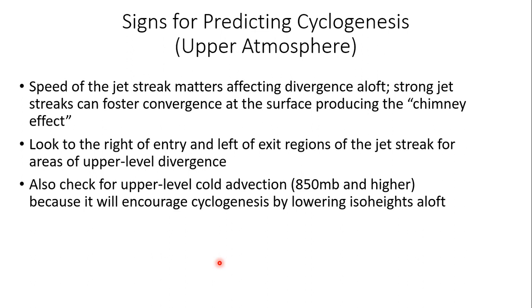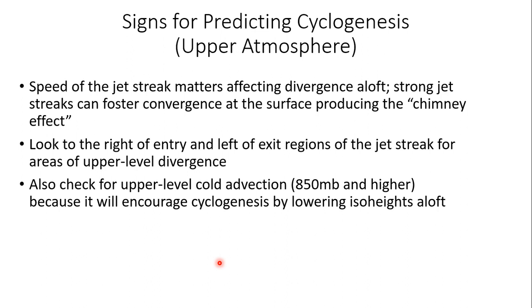And the speed of the jet streak really does matter. That affects the divergence aloft. Stronger jet streaks can foster low-level convergence at the surface, producing a very effective chimney effect, an excellent exhaust mechanism, removal of mass aloft over low-level convergence. You also want to look to the right of the entry and left of exit regions of that jet streak for the favorable quadrants for upper-level divergence and possible surface cyclogenesis.